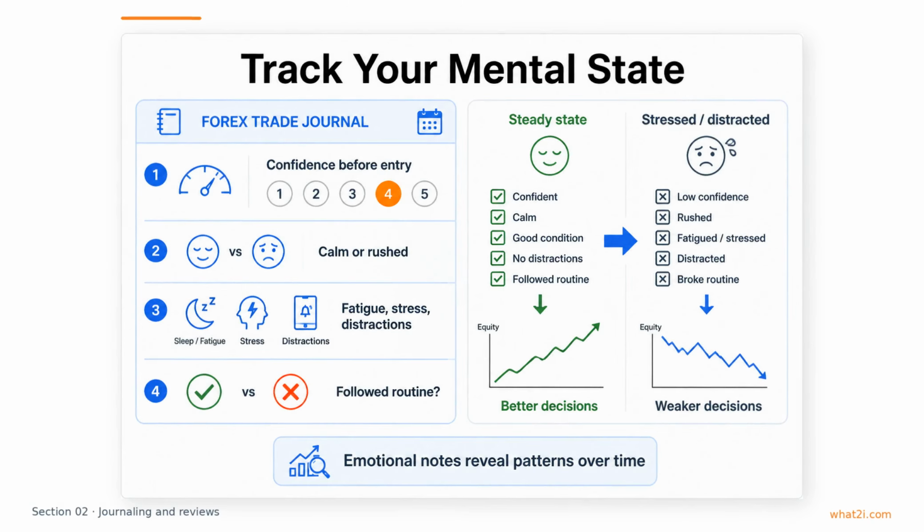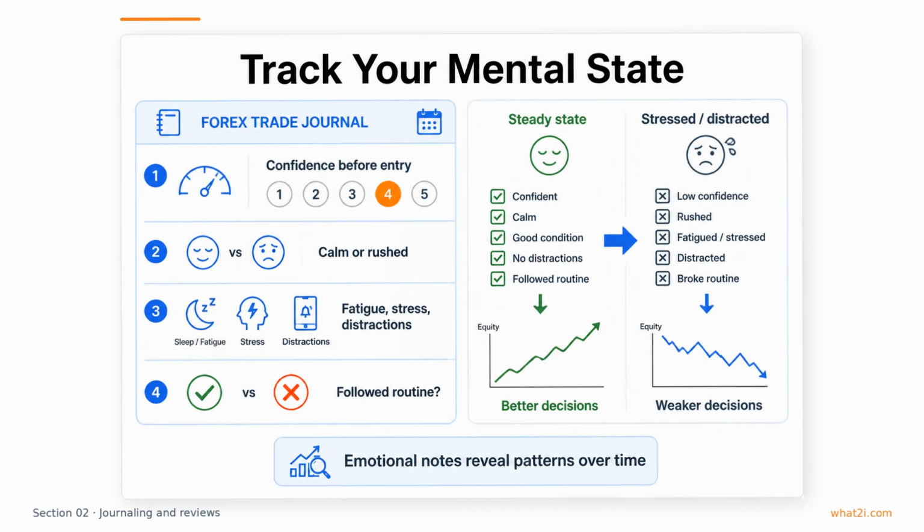Your mental state deserves a place in the journal because trade quality is not shaped only by the chart. Before entry, it helps to rate your confidence and note whether you felt calm, rushed, distracted, tired, or stressed. Those conditions can affect patience, position management, and willingness to follow the plan. You should also record whether you completed your normal routine, because skipped routines often lead to lower quality decisions.